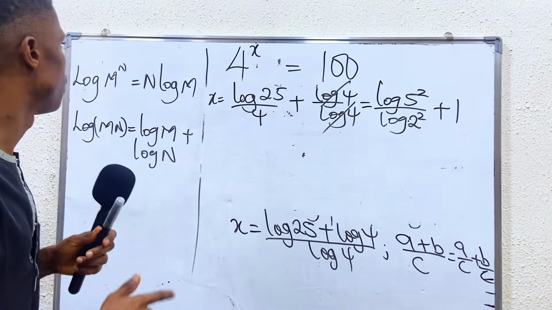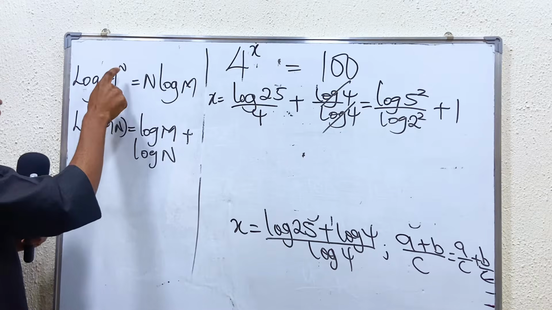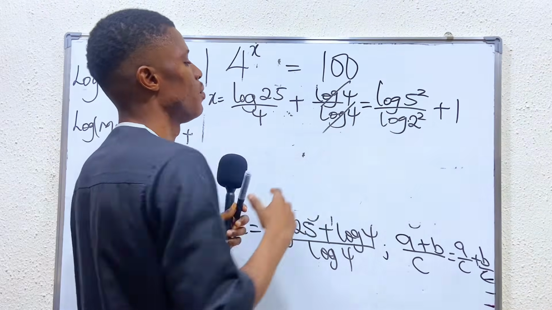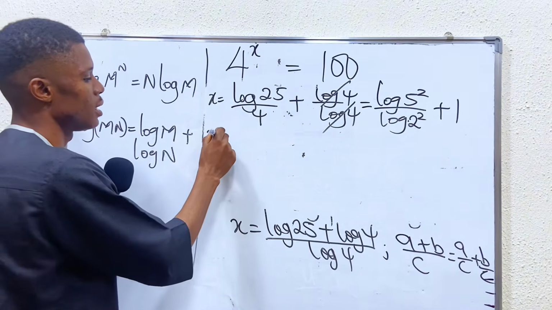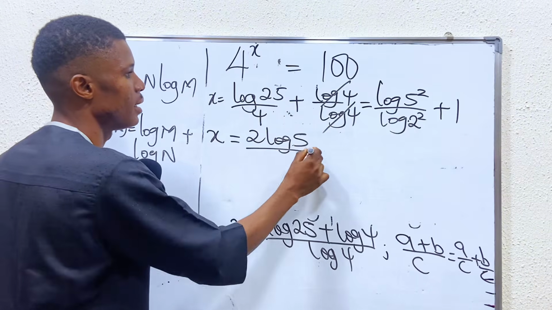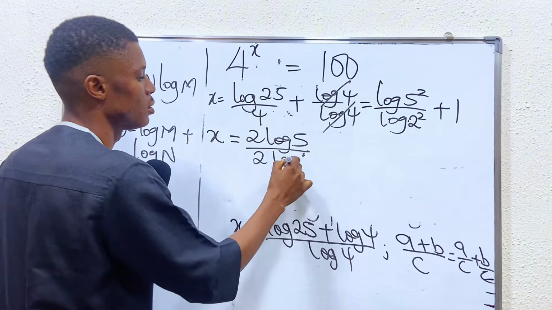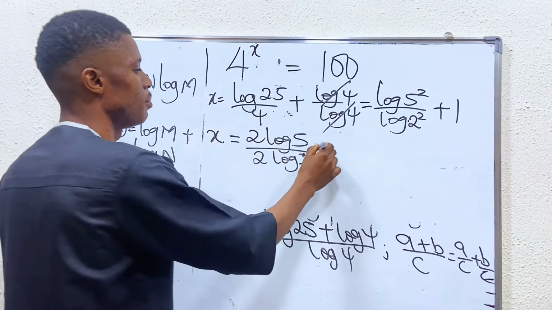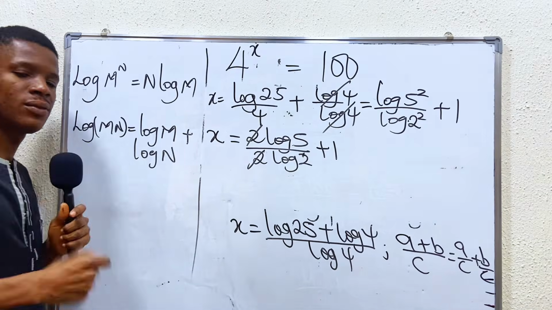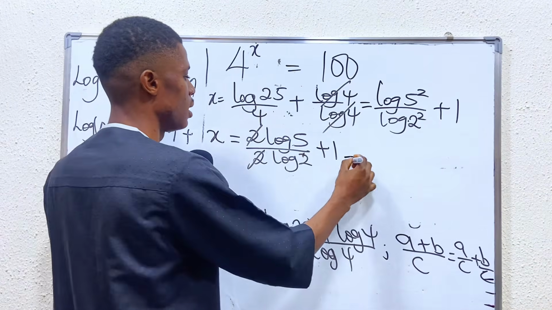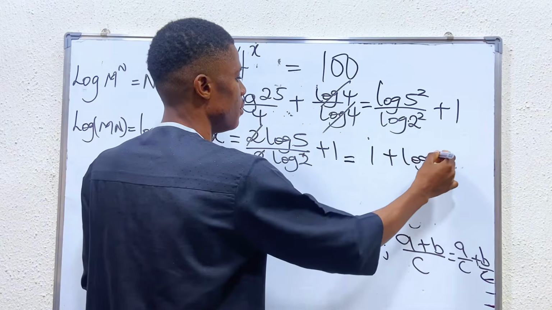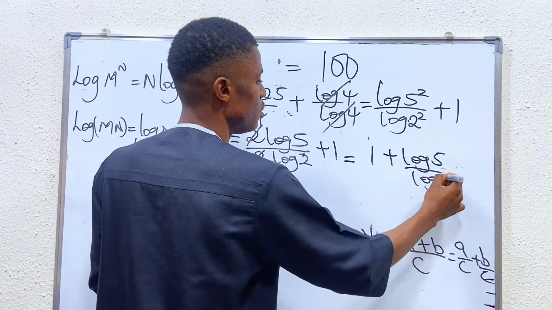From the rule we used initially, since this is the power, we can multiply it to the log. We are going to apply it here. So if you apply it here, what are you having? You can see that x is equals to 2 log 5 divided by 2 log 2, then plus 1. 2 and 2 will cancel out each other. What are you left with? You are actually left with 1 plus log 5 over log 2.